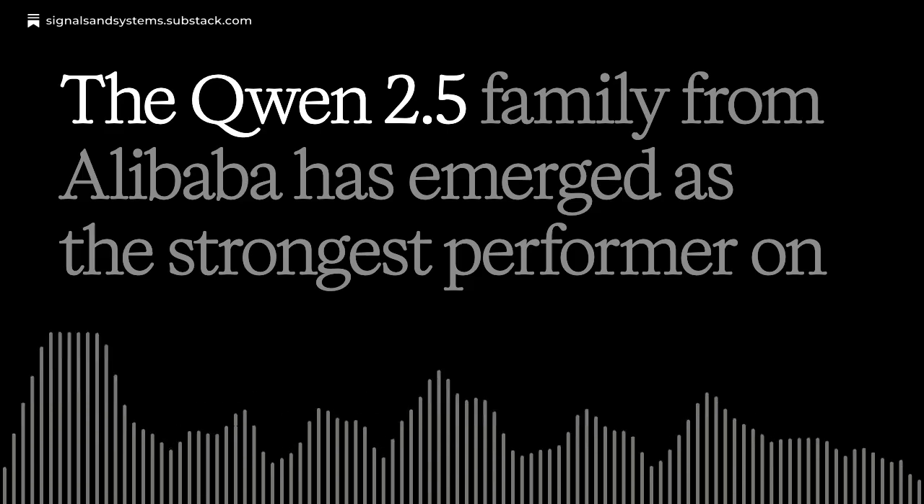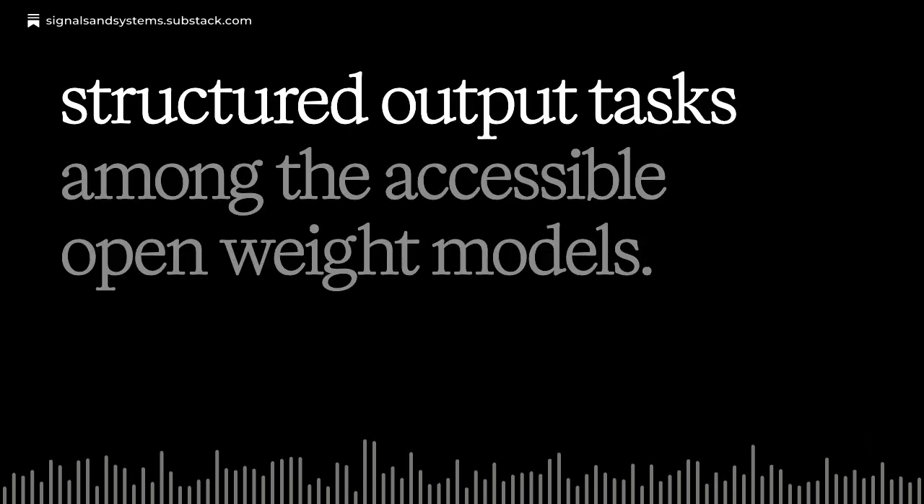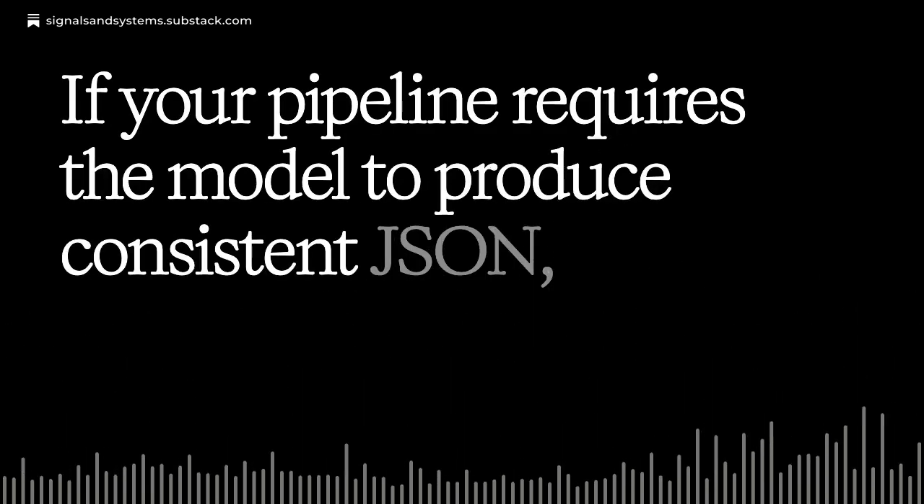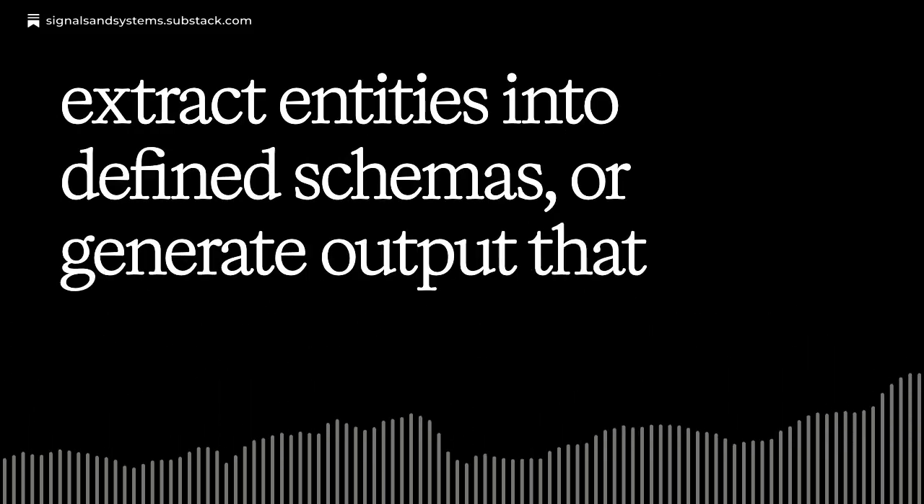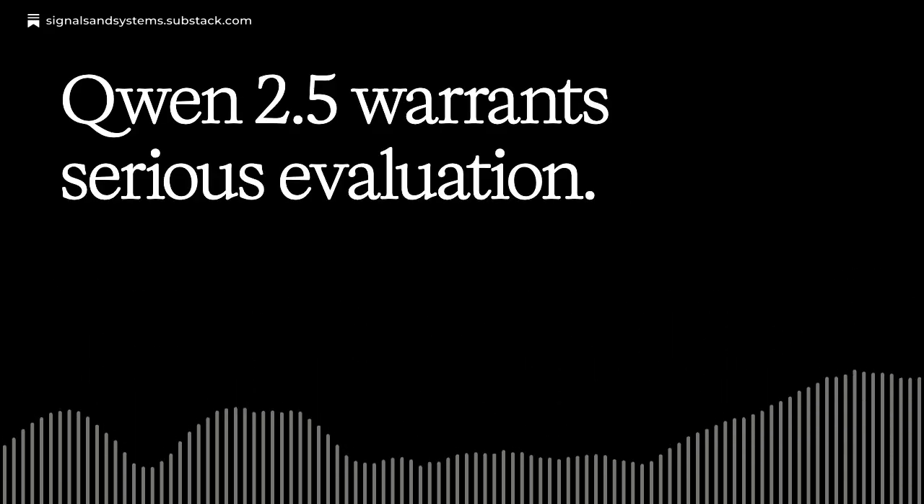The Qwen 2.5 family from Alibaba has emerged as the strongest performer on structured output tasks among the accessible open-weight models. If your pipeline requires the model to produce consistent JSON, extract entities into defined schemas, or generate output that downstream systems parse programmatically, Qwen 2.5 warrants serious evaluation.